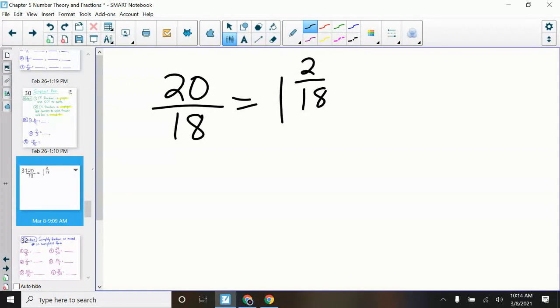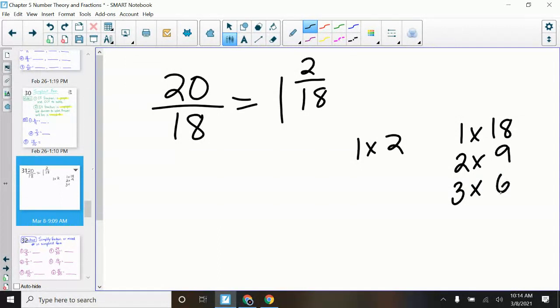Well, if I list my factors for 2, 1 times 2 is 2. Is there anything else I can multiply to get 2? No. What are my factors for 18? Well, 1 times 18 will give me 18. 2 times 9 will give me 18. Will anything else give me 18? Yeah, 3 times 6 will give me 18. Anything else? No. So now look at your 2 lists. What's the largest number that they have in common? They have a 2 in common. Now that's the greatest common factor.